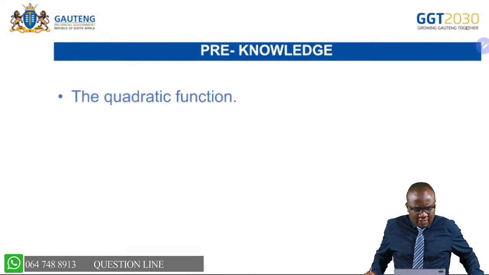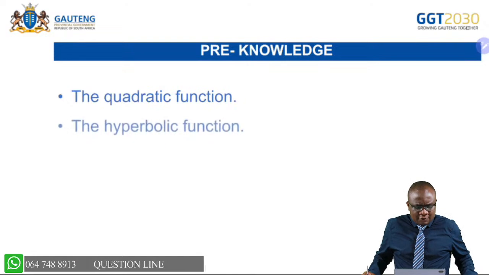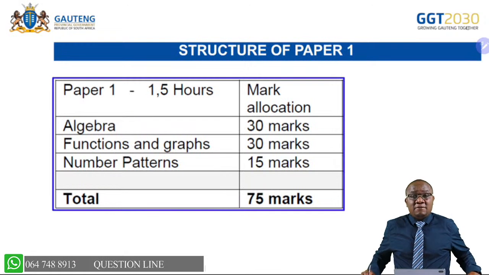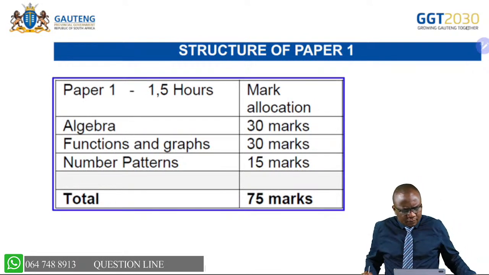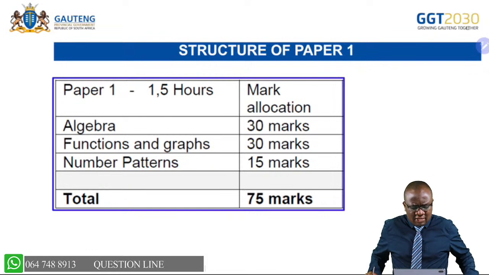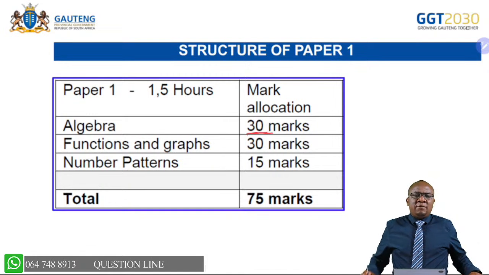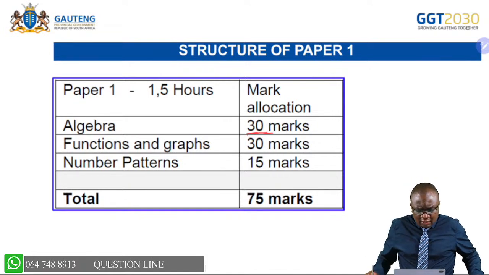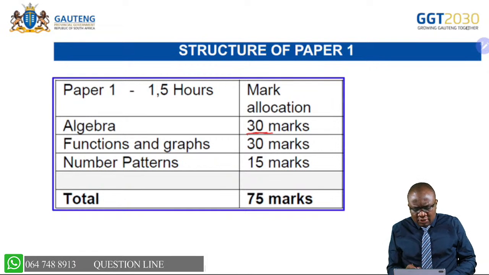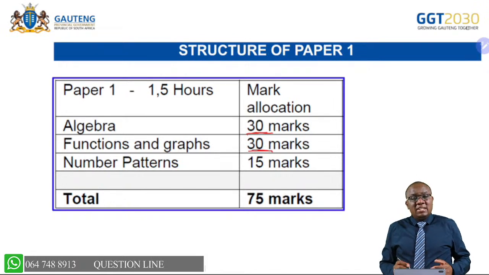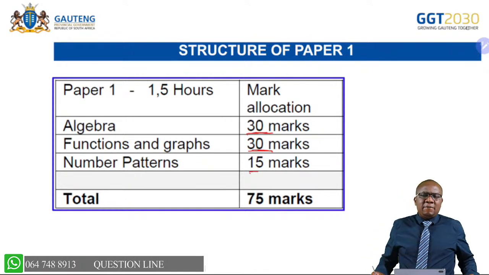Do that. Now we've done the quadratic function, we've done the hyperbolic function, we've done the exponential function. So these are the things that we've done in the previous lessons. Right. So let me just give you the structure of paper 1. It's mainly algebra. We'll cover this mainly when we do our revision lesson, right, next week. And then we have the functions. We're doing functions now. So under revision lesson, we're not going to do that. It's 30 marks, and then number patterns is 15 marks. All these, they give you 75 marks, okay?